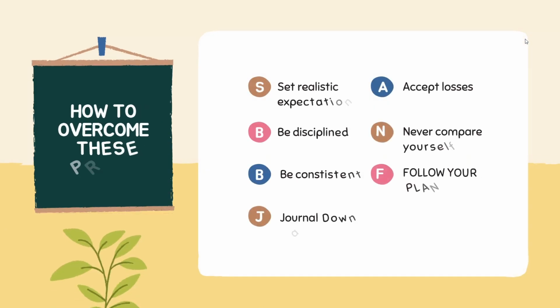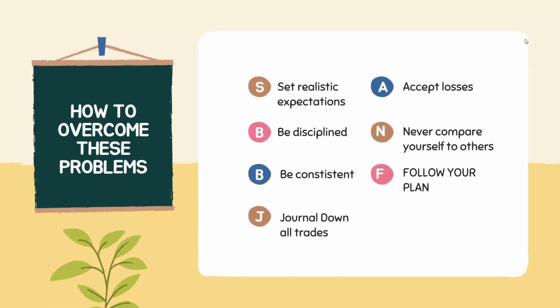So how to overcome these problems? The first thing is setting realistic expectations. You have to accept that trading is difficult. Trading needs you to follow rules. Trading needs a plan. By accepting these things, you set your mind to follow these steps. Be disciplined, be consistent, follow your trading plan religiously. Journal down all your trades, noting where you made a mistake and how you reacted, and then reflect on your trades so that you become better.